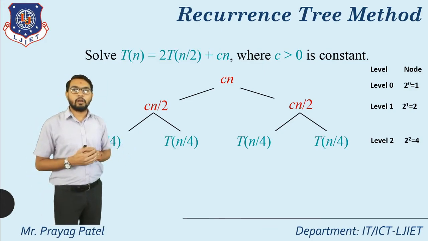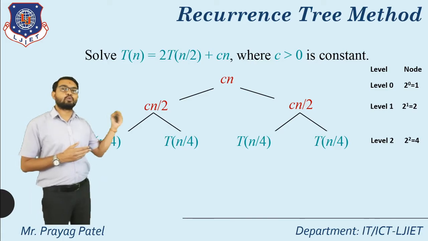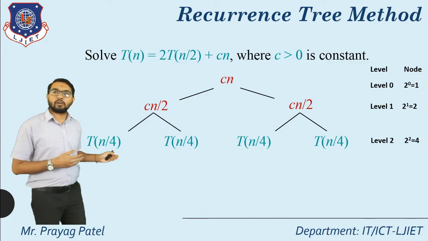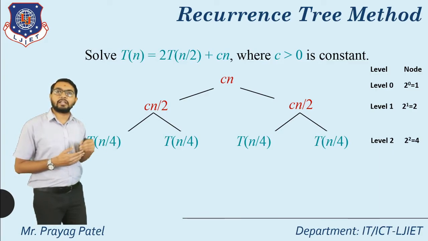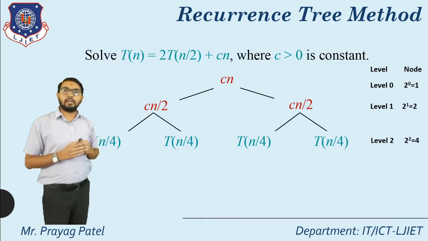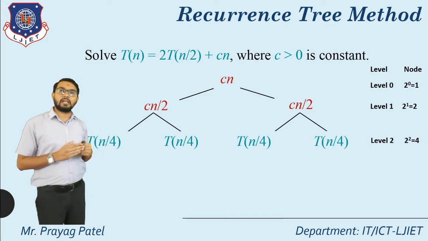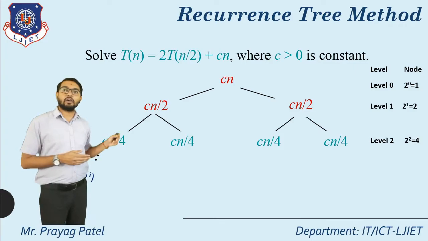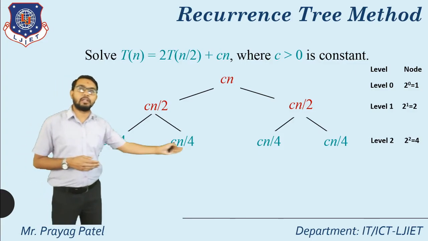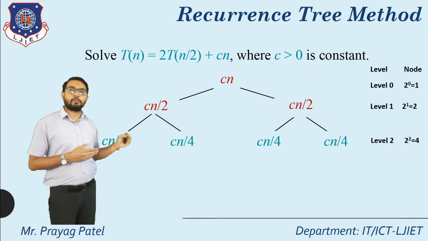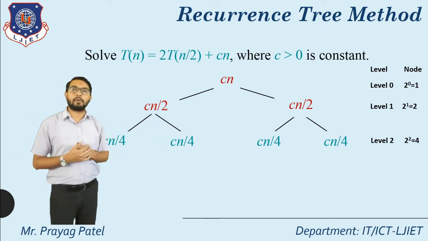How many nodes at level number 2? 2 raised to 2 equals 4 nodes, so 4 times T(n/4). Now what is the cost for T(n/4)? Consider n/4 in place of n. In our equation, in place of c·n we consider c·n/4. So our cost here is c·n/4 for all 4 nodes of T(n/4): c·n/4, c·n/4, c·n/4 and c·n/4.